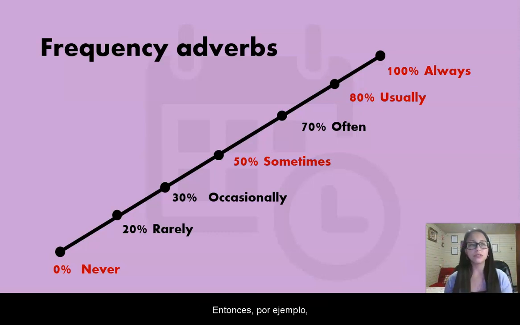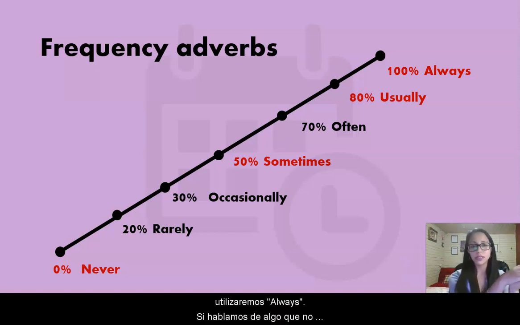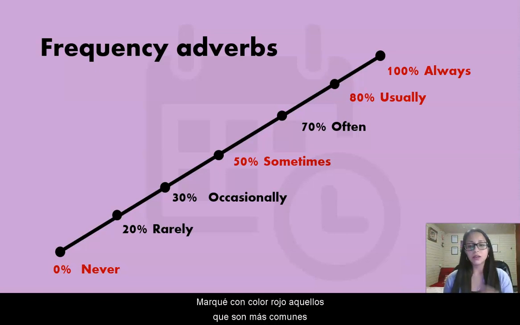So, for example, if we talk about something that happens every day or all the time, we are going to use always. If we talk about something that doesn't happen at all, we will talk about never. I marked in red the ones that are the most common to use in the English language, and of course there are some others that I didn't include here, but these are some of the most important, as I said before.